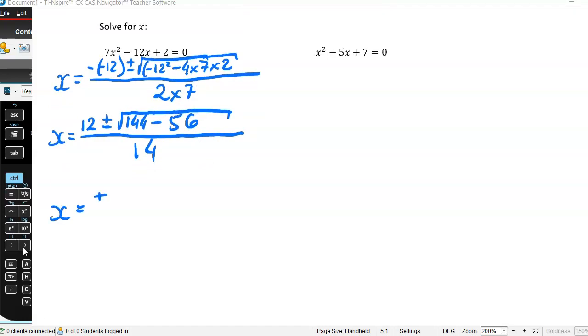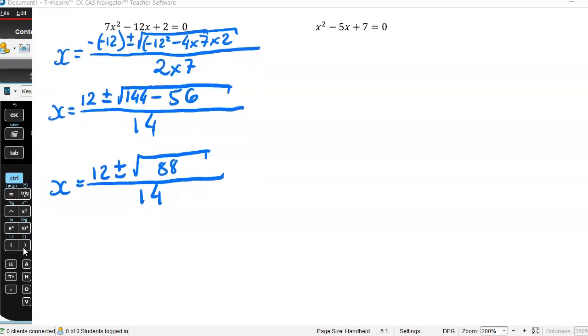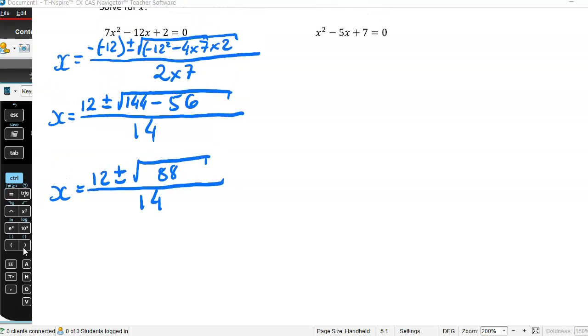So x equals 12 plus or minus the square root of 144 take away 56, which is 88, divided by 14. Now, I could leave it there, but we can simplify all of this a bit more. I'll take you through that process if you can't remember. x equals 12 plus or minus, now 88 is 4 times 22.